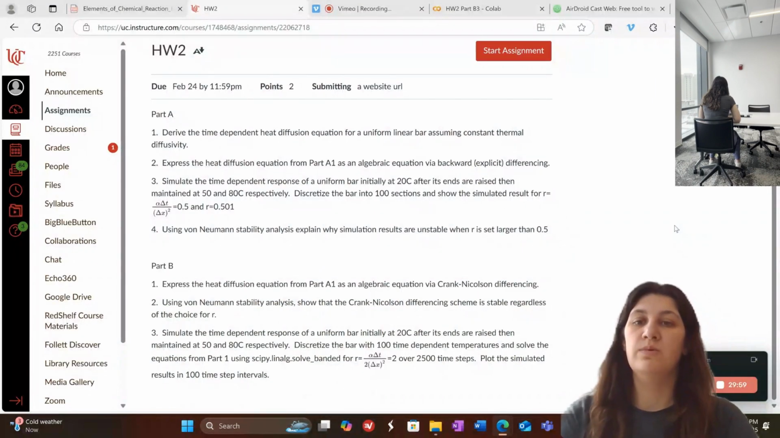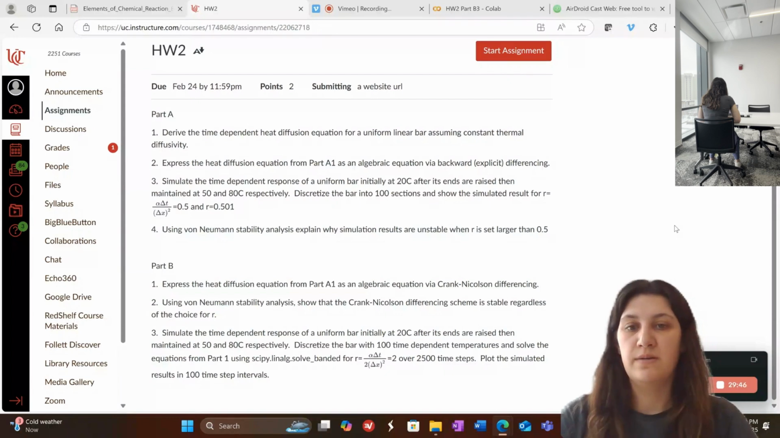Finally, we can move on to question 3. This states: simulate the time-dependent response of a uniform bar initially at 20 degrees Celsius after its ends are raised, then maintained at 50 and 80 degrees Celsius respectively. Discretize the bar with 100 time-dependent temperatures and solve the equation from part 1 using scipy.linalg.solve_banded for r equal to 2 over 2500 time steps. Plot the simulated results in 100 time step intervals.